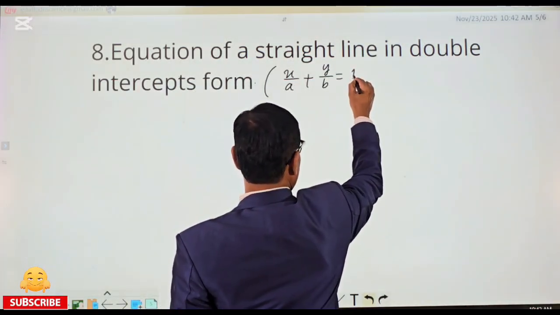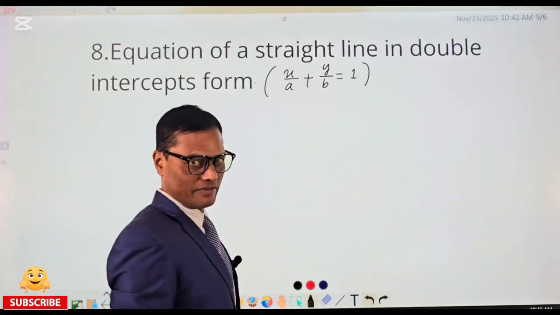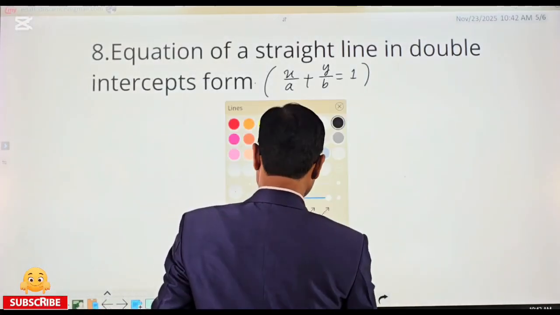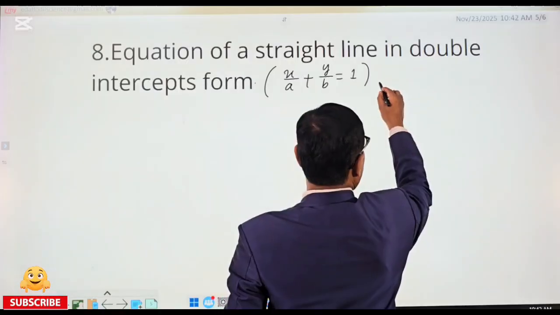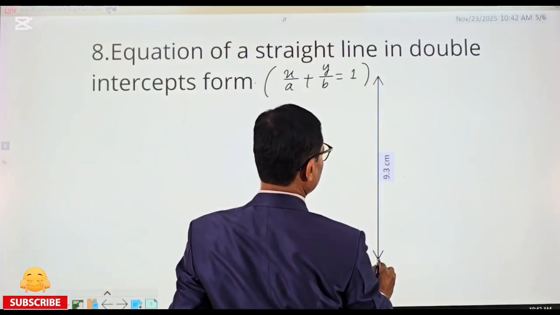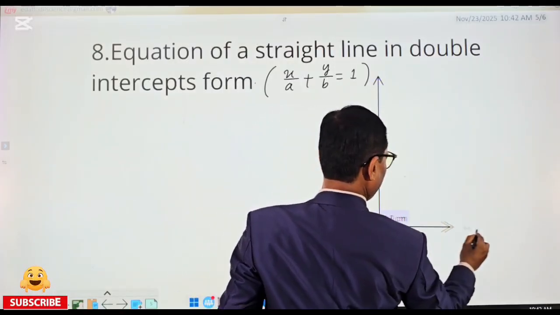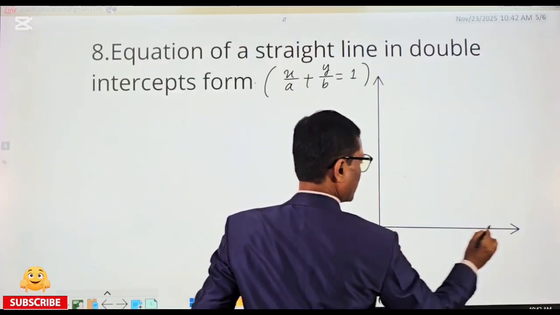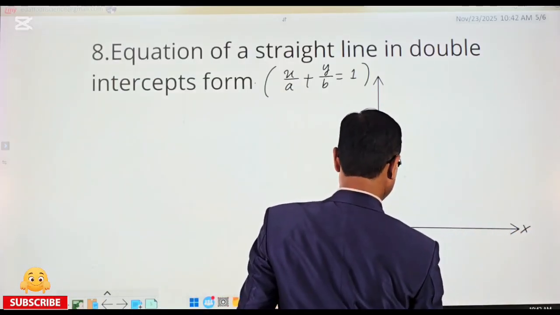Double intercepts means we have x intercept as well as y intercept. So to prove this, first of all, we have to have x axis and y axis. Yes, let's see carefully here. Here is an x axis, it's a y axis.